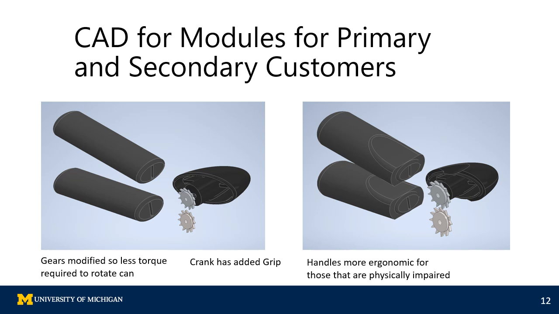These are the 2 variants for the primary and secondary consumers. In the modified version for the secondary consumers, the gears are enlarged, so less torque is required to rotate the can, therefore making it easier to operate. The crank is also enlarged in size and has an added grip to allow for holding onto it more easily. And finally, the handles are larger and overall more ergonomic for those that may be physically impaired.